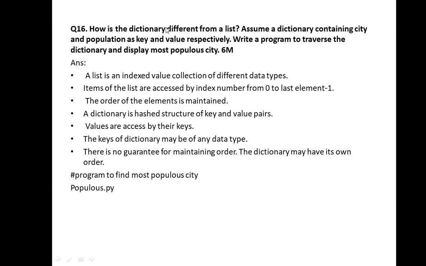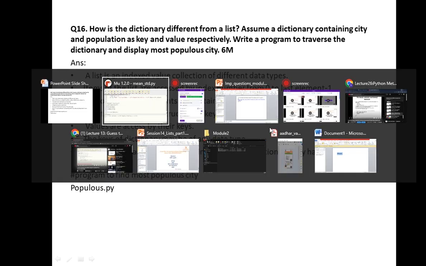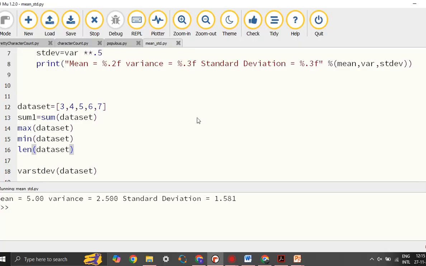The next question, how is a dictionary different from list? This is also there in one of the slides where the differences between dictionary and list are explained. And there is a program here where it is saying we have to construct a dictionary which will have 2 things, city and population. City would be the key, population would be the value. And we have to traverse through the dictionary and display the most populous city. So let's go to the program for this.